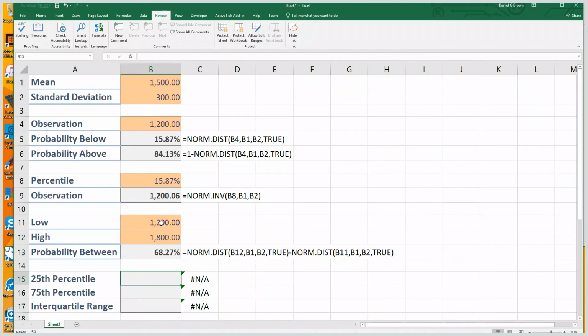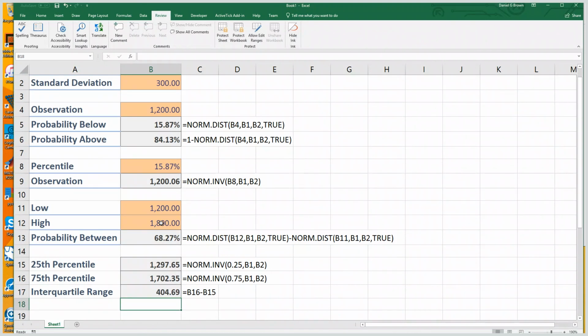Finally, I'm going to calculate the interquartile range. The interquartile range is the difference between the 75th percentile and the 25th percentile. So that's norm.inv. We have a probability or a percentile, and we want an observation. That's norm.inv of 0.25, comma, mean, comma, standard deviation. That's the 25th percentile. And norm.inv of the 75th percentile, or 0.75, comma, B1, comma, B2, which is mean and standard deviation. So I get 1297 and 1702 as the 25th percentile and the 75th percentile, and the interquartile range is the difference between these two.